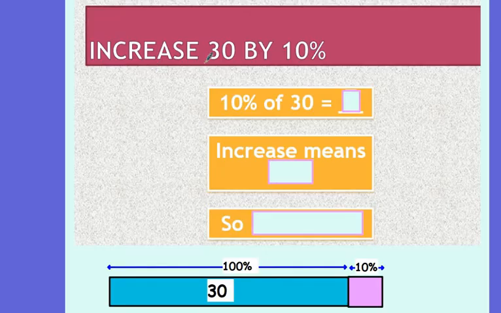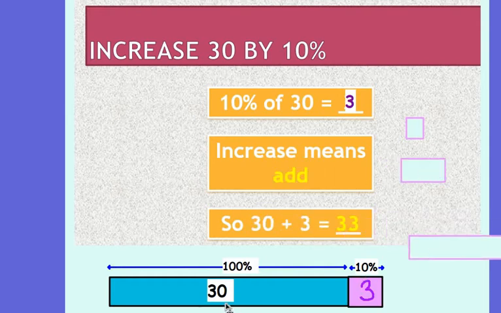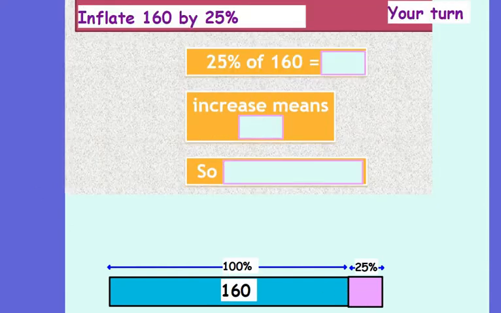So if I wanted to increase 30 by 10%, the first thing I'd do is draw my bar model. I'd say 100% was 30 and I wanted to add on 10%. Now 10% of 30 is 3 because we divide it by 10. Increase means we're adding it on. So altogether we have 30 plus 3, which gives me 33.